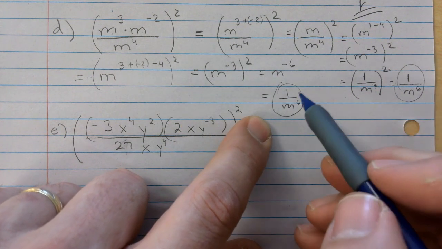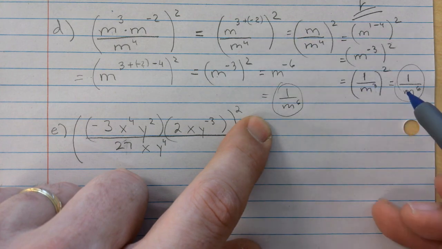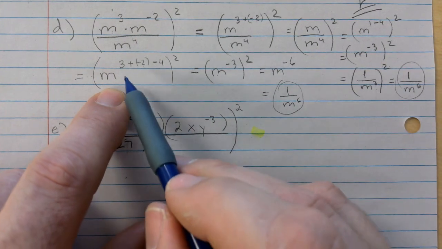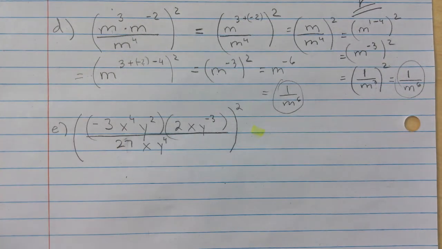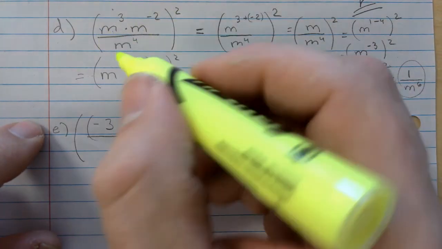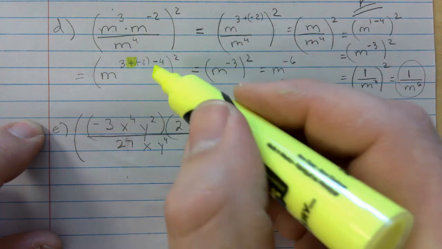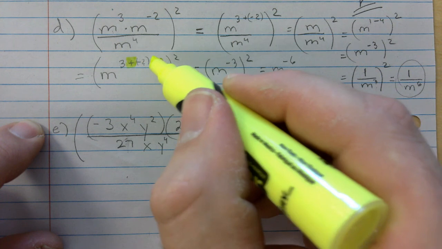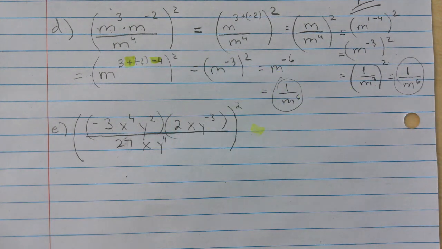Okay, so this is one method, and this is the alternative method, because we're just making sure that when they're next to each other, we're adding, and when the same base is in the denominator, we're subtracting. Okay, so that's important to remember.